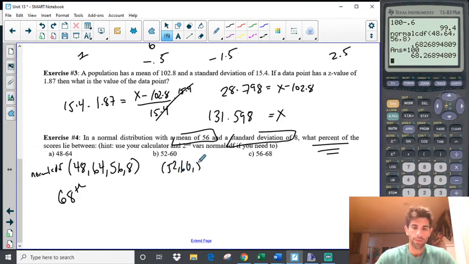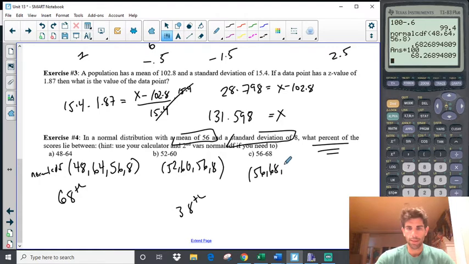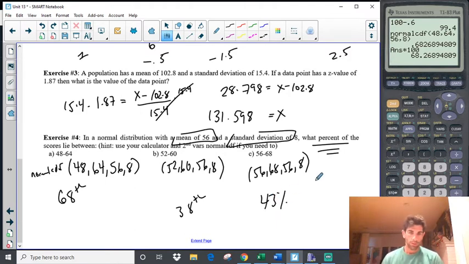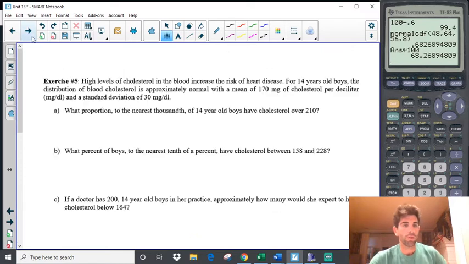52, 60, 56, 8. That's going to be the 38th percentile. Here's going to be 56, 68, 56, 8, and then that's going to be the 43rd percentile. Okay. All right, let's turn it over. Keep rolling right along here.